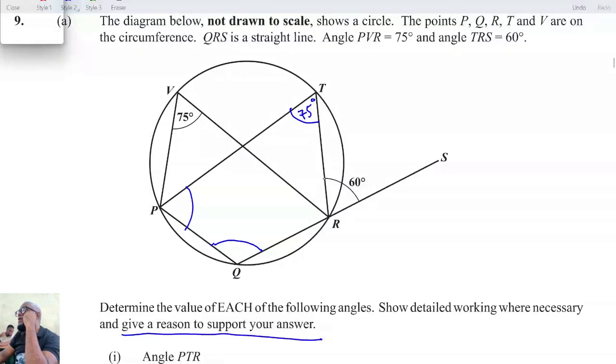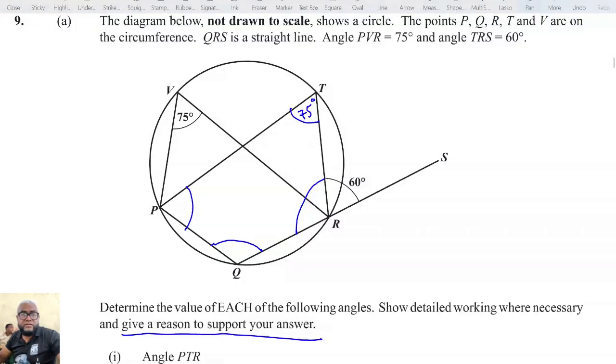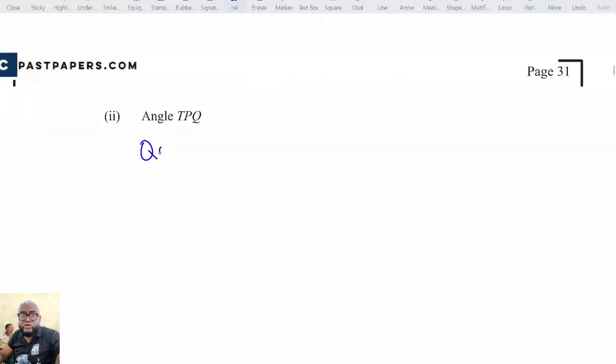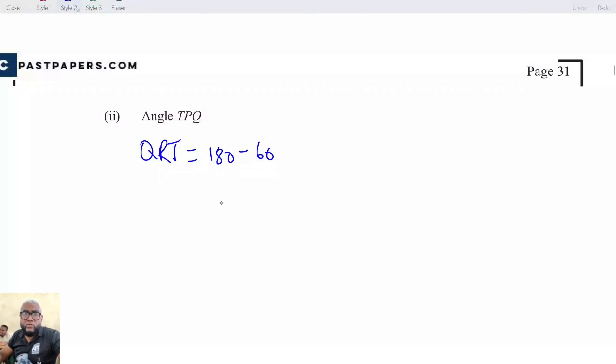Now angles on a straight line add up to what? 180. So if he has 60, could we find this entire angle here? Let's call it QRT, right? 180 minus 60 will give us QRT. So QRT is equal to 180 minus 60, which is 120.